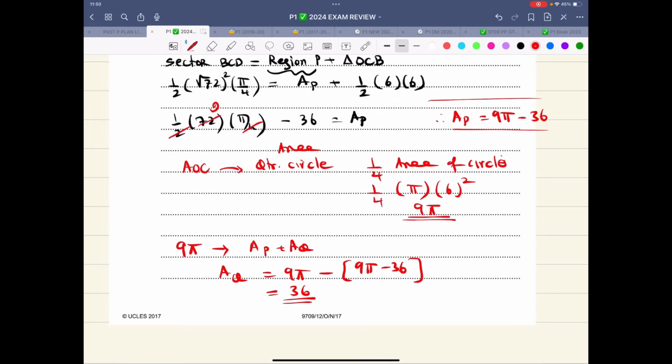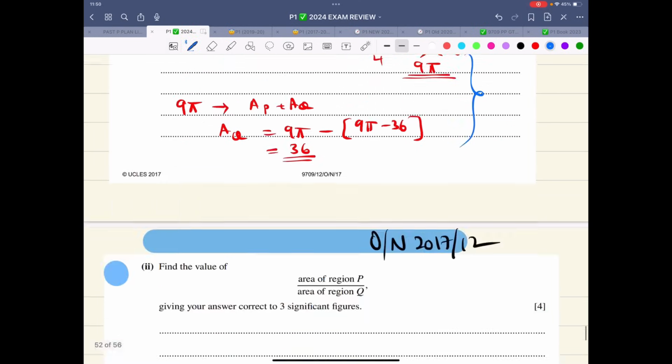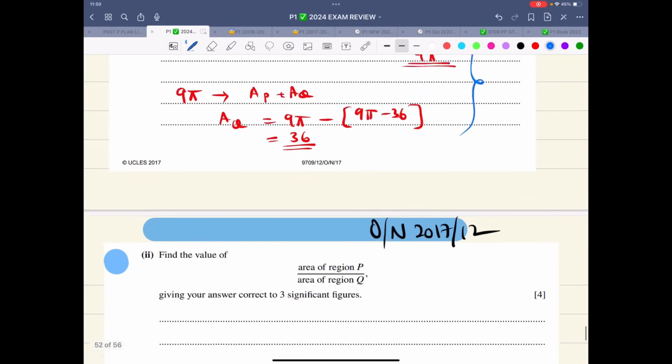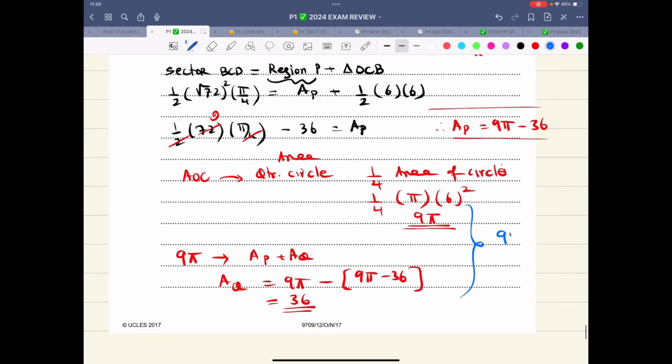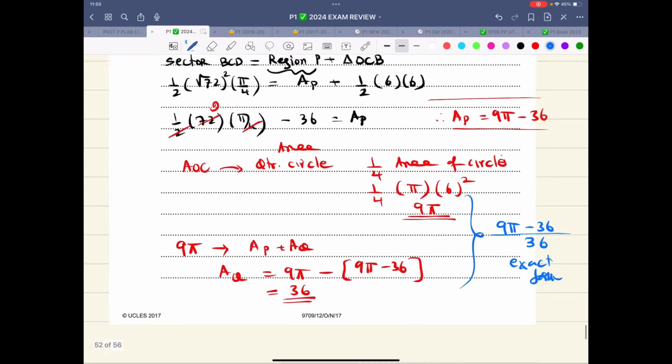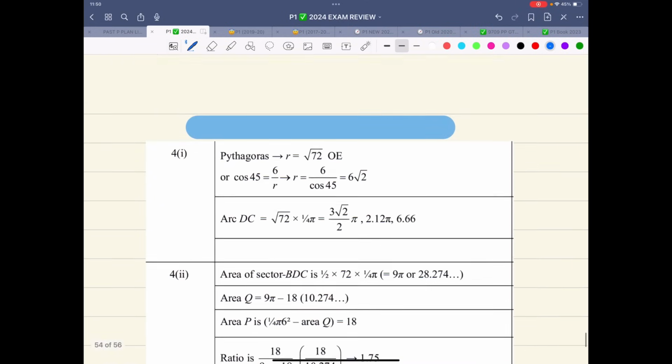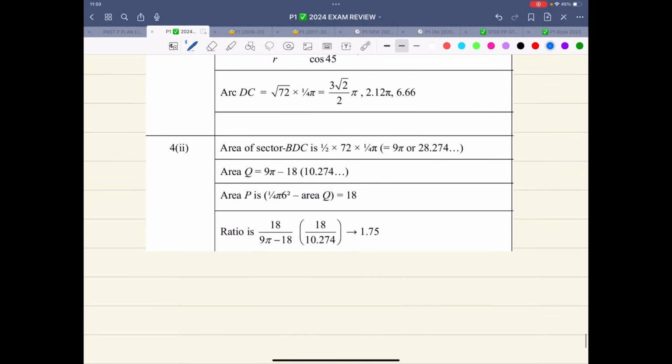So therefore, the ratio, and what is at the top? P is at the top, Q is at the bottom. P is at the top, that is 9 pi minus 36 over 36. That is the answer in exact form. If you are using the calculator, you can get the answer like that, and that is what the thing is.